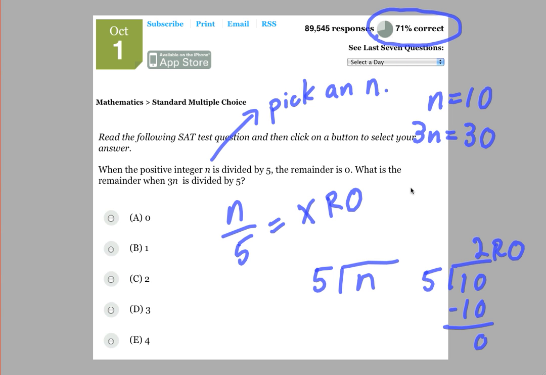So what's the remainder when 30 is divided by 5? Well, once again, 0, because 5 goes into 30 evenly. So the answer is A, 0.